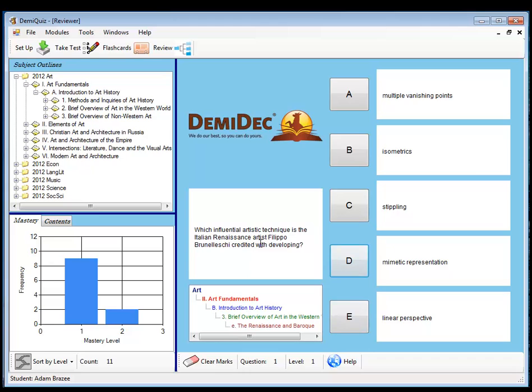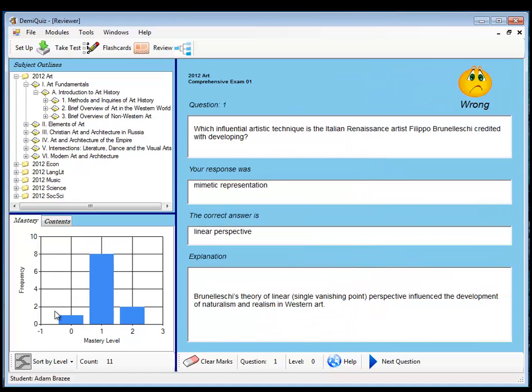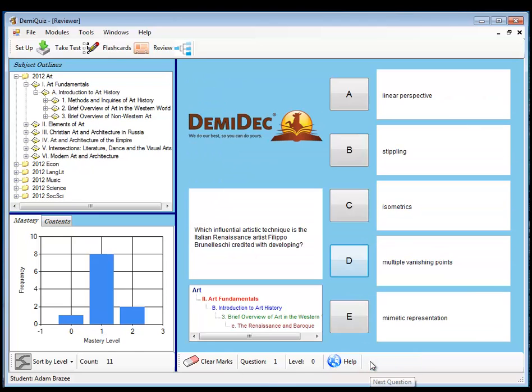Which influential artistic technique is the Italian Renaissance artist Filippo Brunelleschi credited with developing? He did a linear perspective, but let's miss it. If I miss it, it goes back down. It was level 1. It goes back down to level 0. So that question now is at level 0, and because this is organized to give you the lowest level questions first, we probably will get that question again.